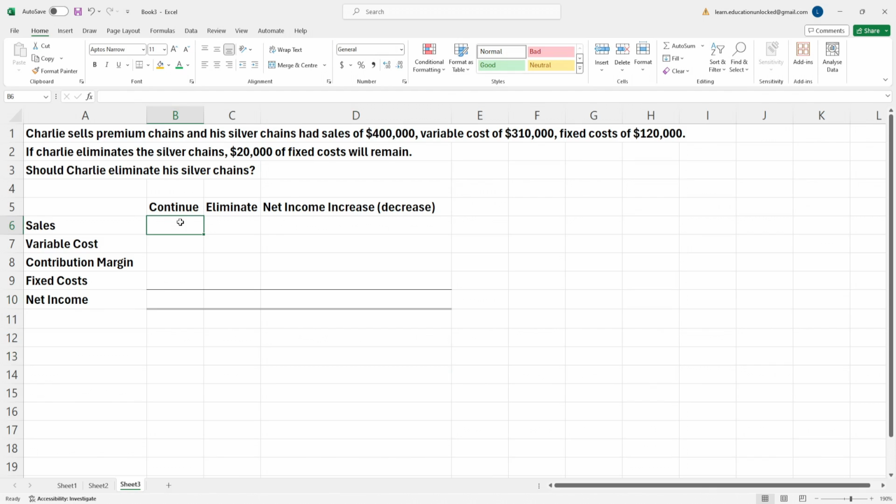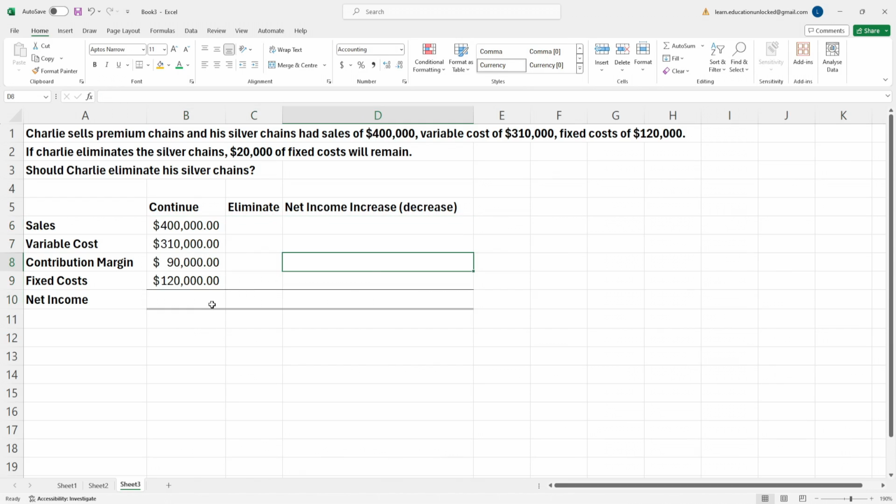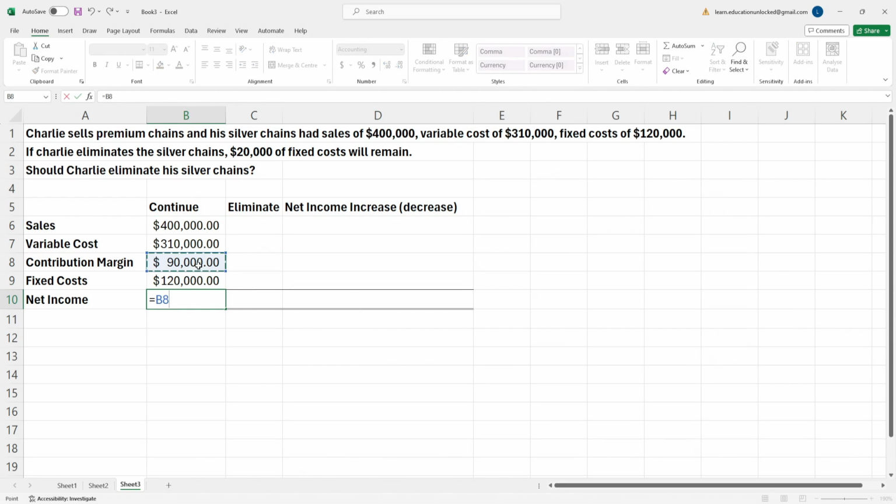All right, so if we continue, our sales was 400,000, our variable cost was 310,000, and our contribution margin, if you guys remember, is sales minus variable cost, so 90,000. Our fixed cost is 120,000. And this is all given on the first line. So your net income is contribution margin minus your fixed cost. So we're actually losing 30,000 from producing the silver chains.